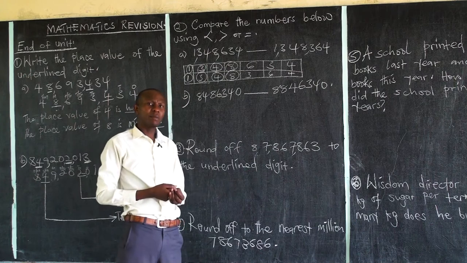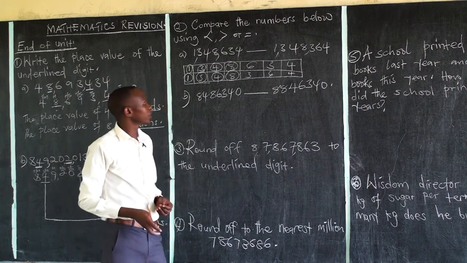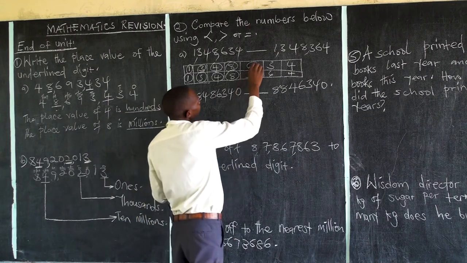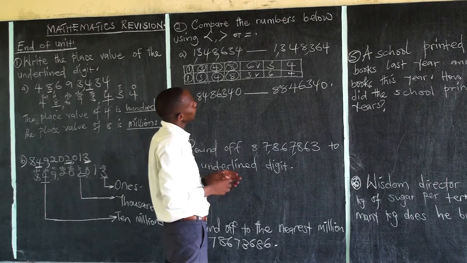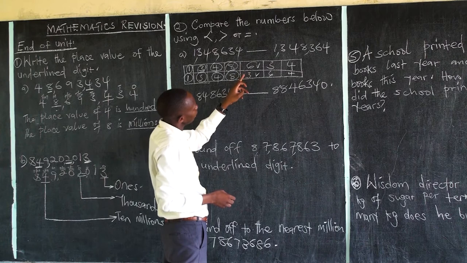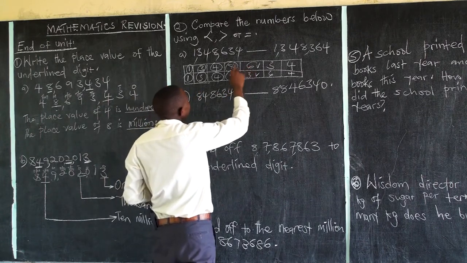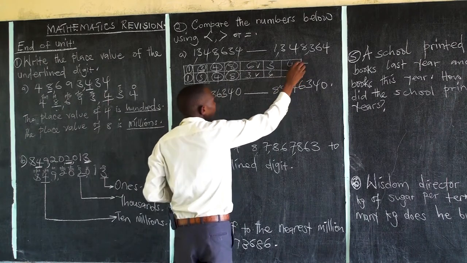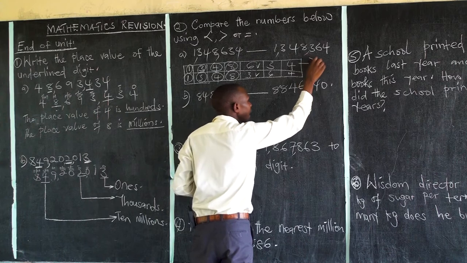So if they are the same, we shall leave them. We continue to the next place value. The next place value, we have six and three. Six and three, you realize that six is bigger than three. So if six is bigger than three, which number is this one here? Six is greater than three. This is the first number. So if six is greater than three, we have realized this one is bigger, then it has to take this sign.